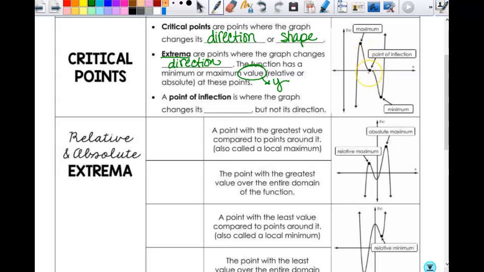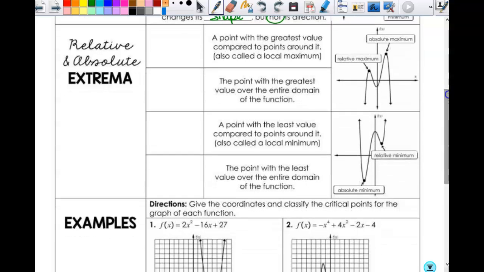We also have a point where the graph changes its shape, not its direction. That's important. Here, it changes direction, so it will also change, right? So we have relative and absolute extrema.